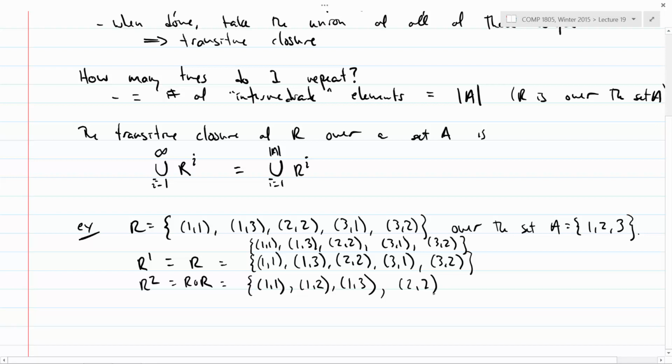Do I have a (2,3)? Well, for that I would need (2, something) and (something, 3). So what ends with 3? Only (1,3) ends with 3. And do I have something that goes like (2,1)? Because that's what I would need to get (2,3). And the answer is no, I don't have a (2,1). So I don't have a (2,3), so I move on to my 3's. Do I have a (3,1)?